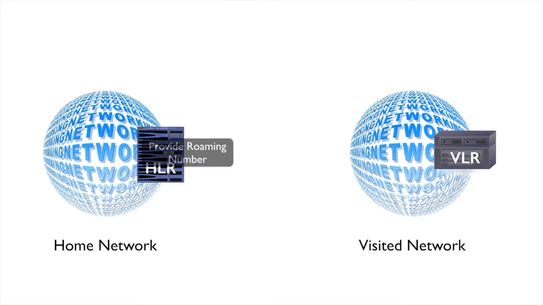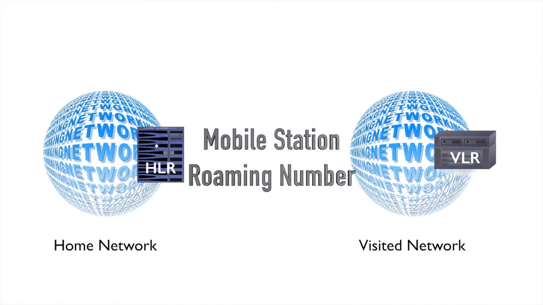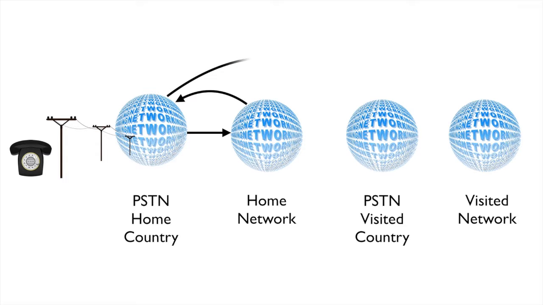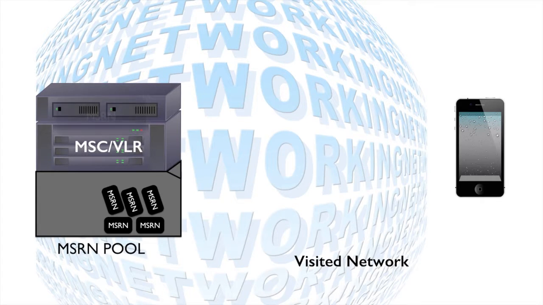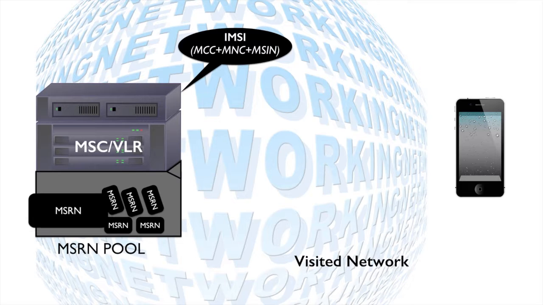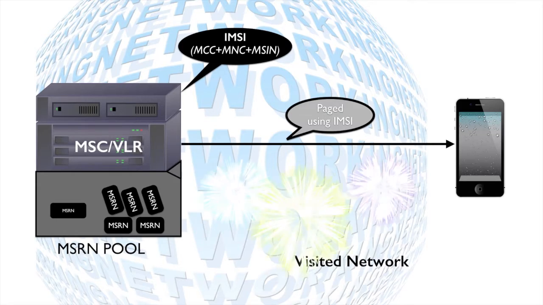The HLR sends a provide roaming number request to the VLR. The VLR responds by allocating the roaming subscriber with a mobile station roaming number or MSRN. Using the MSRN, the HLR is now able to route the call to the correct MSC in the visited network. The MSC at the visited network receives the MSRN and automatically identifies the associated IMSI. The MSRN is then returned to the pool of MSRNs for future use. The VLR sends a complete call message back to the MSC.